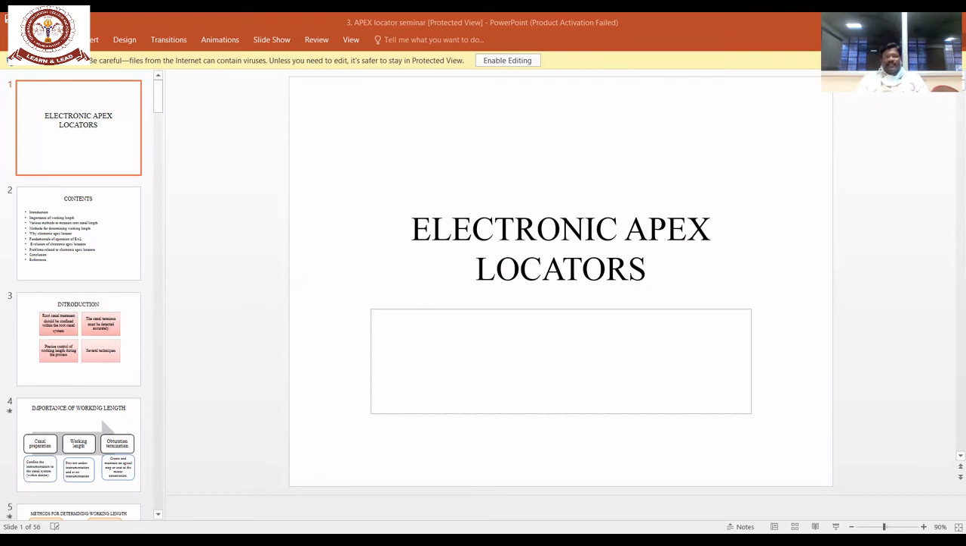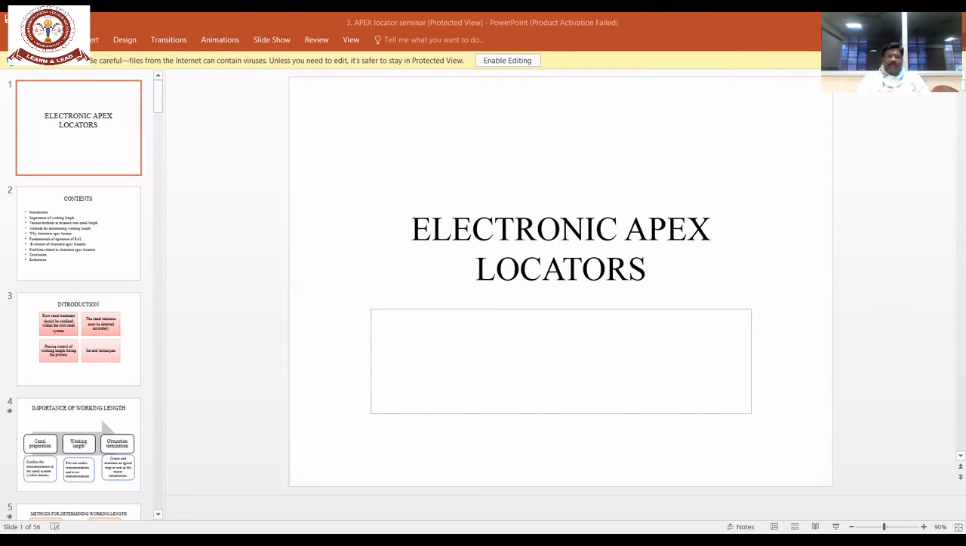Next are the third generation apex locators. It is similar to second generation except that they use multiple frequencies. It measures the impedance difference between two frequencies, or the ratio of two electrical impedances. Calculating the difference between the two direct potentials picked up by the filters when a 1 kilohertz rectilinear wave is applied to the canal.